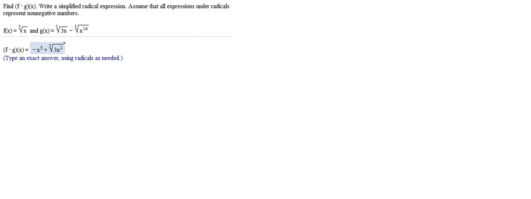Okay, so this problem we're going to take f times g of x. So let's take the f of x part, which is the fifth root of x, and let's times that by the g of x part. Well, when we times it, we need to make sure we are timesing the whole thing, not just the first term.